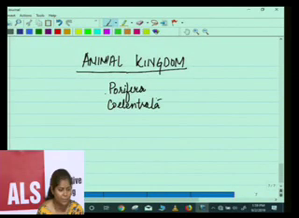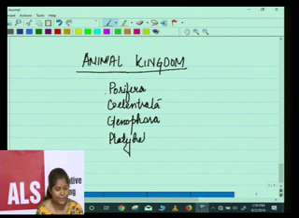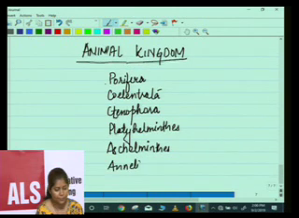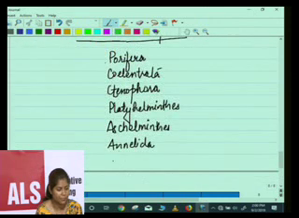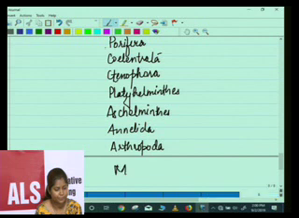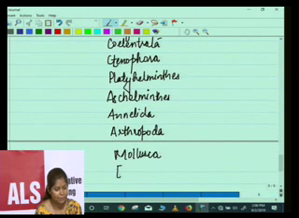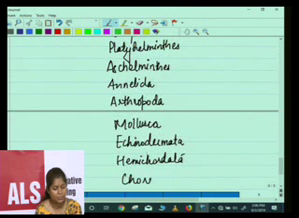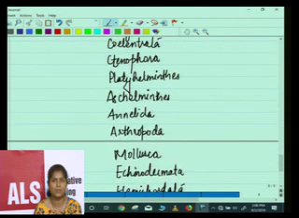We have Coelenterata. We have Ctenophora, Platyhelminthes, Aschelminthes, we have Annelida, Arthropoda, Mollusca, Echinodermata, Hemichordata, and Chordata. So you have to learn these 11 phyla in this sequence only, because this is the sequence of their phylogeny or their evolution.